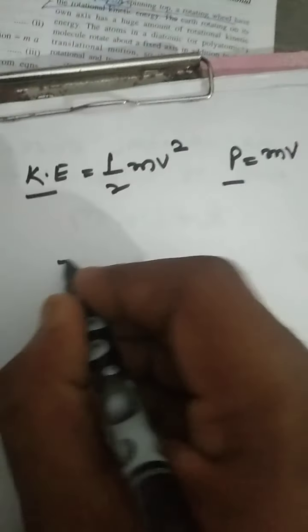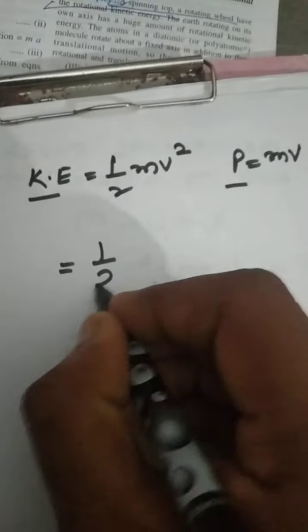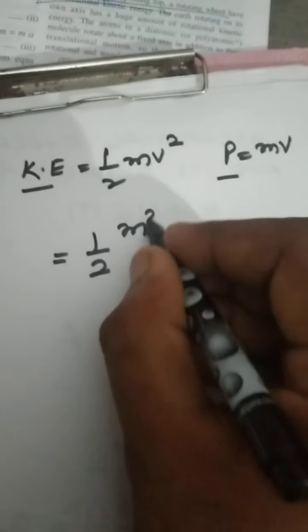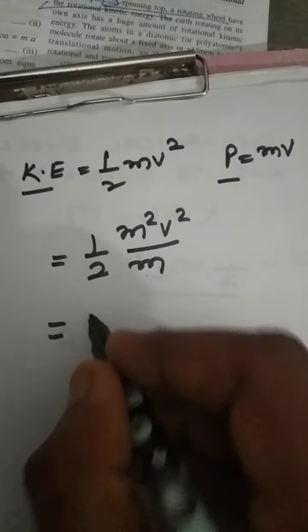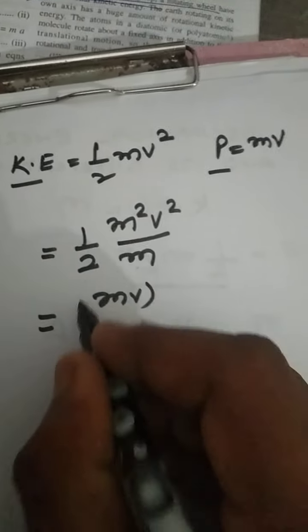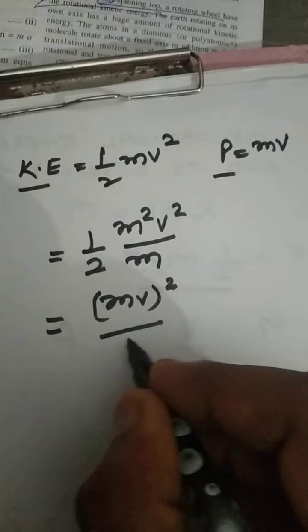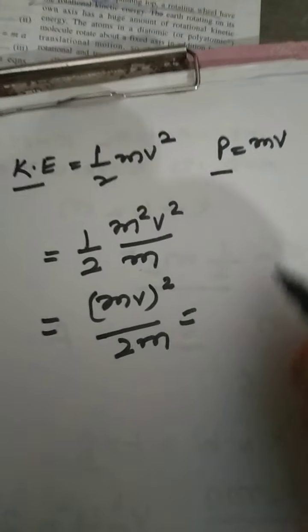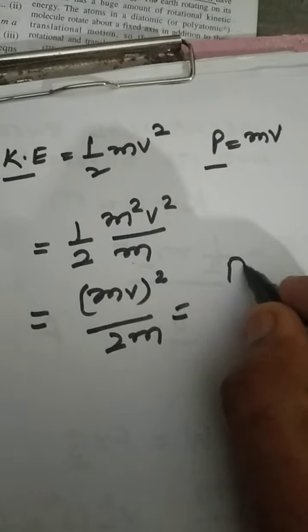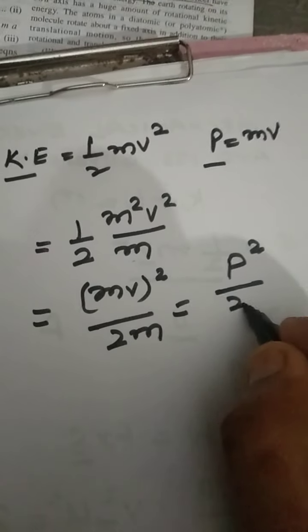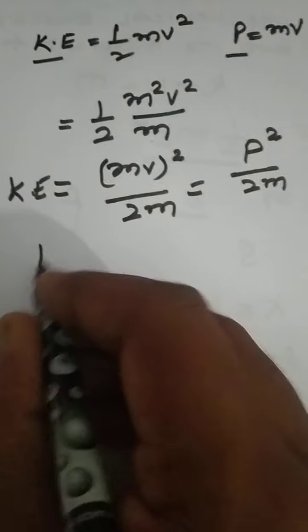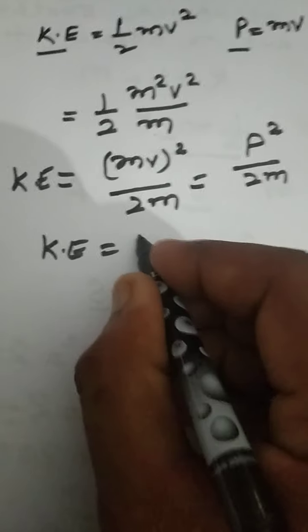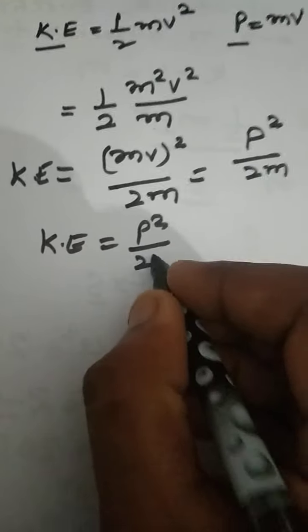For the kinetic energy, half mv square, we multiply and divide by m. So it means (mv) whole square we can write, and at the bottom we write 2m. So what is the value of mv? It is p. So it becomes p square upon 2m. This is the relation between kinetic energy and momentum: the kinetic energy equals p square upon 2m.